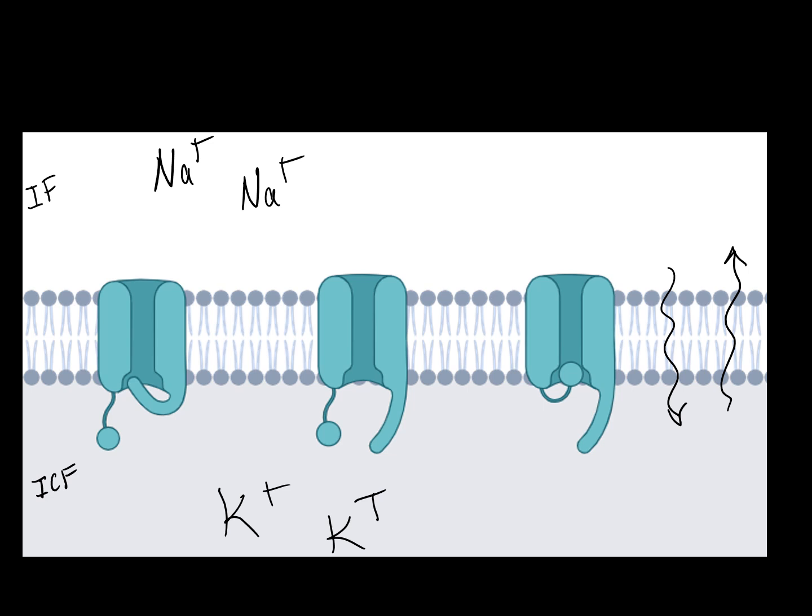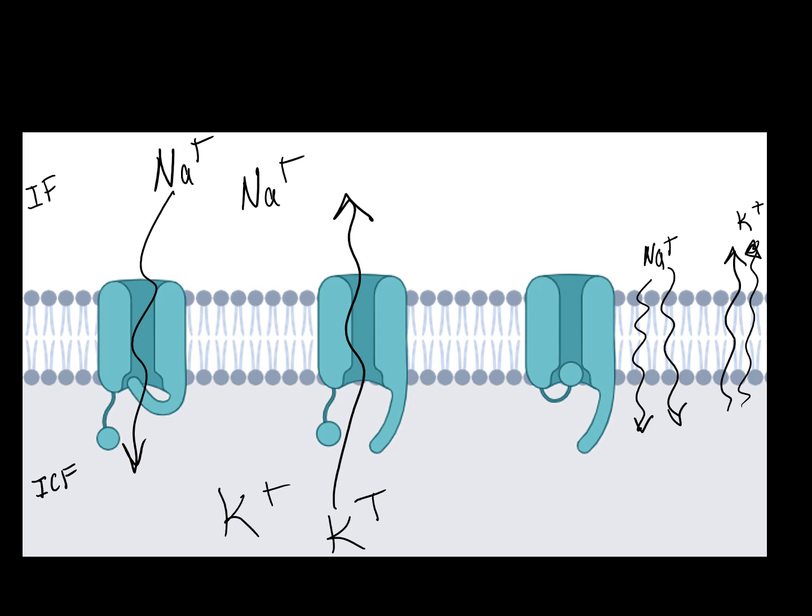These channels here, they have something like a threshold of voltage or a set point of voltage at which they will open. So if enough sodium ions leak into the cell or enough potassium ions leak out of a cell, then these voltage-gated channel proteins will open, allowing their specific ion to flow according to the gradient.